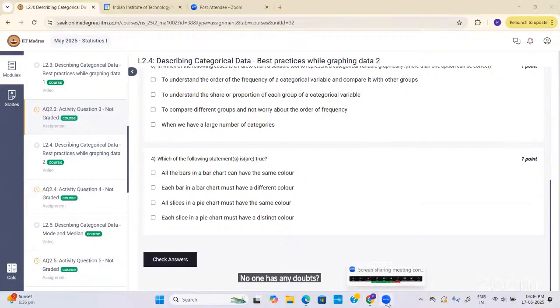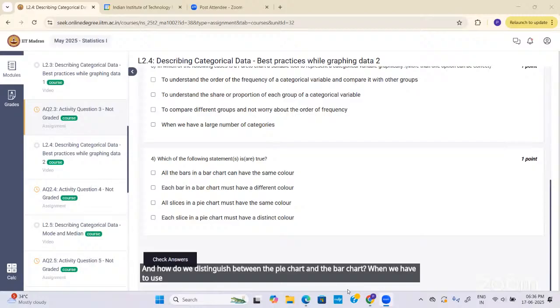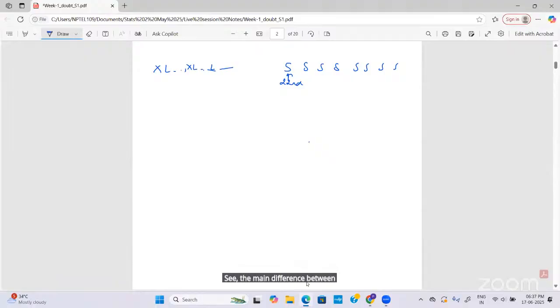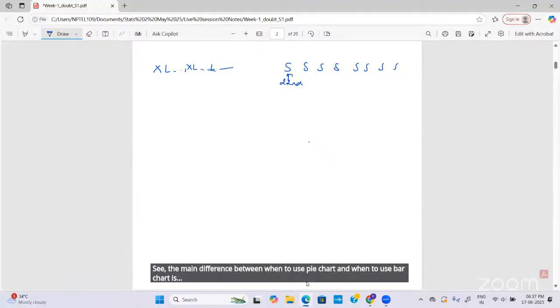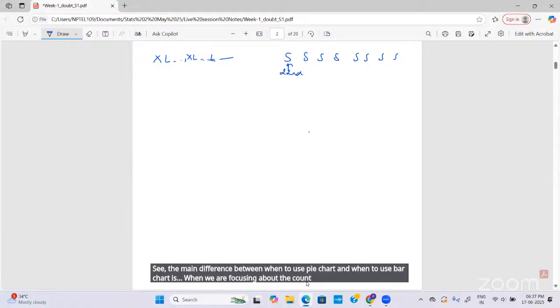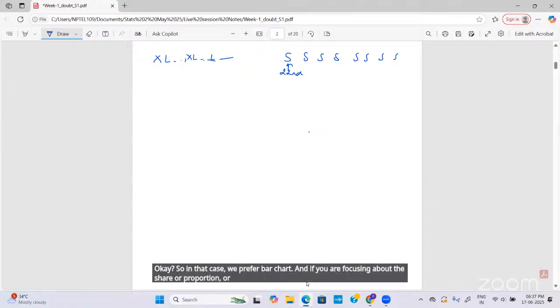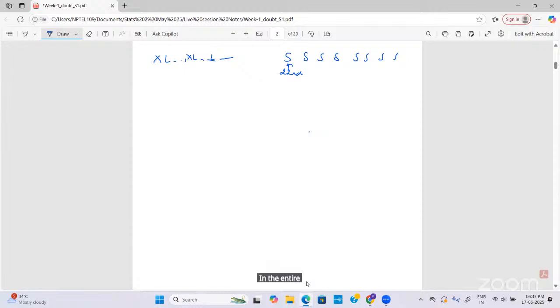Ma'am, I have a doubt regarding a topic. How do we distinguish between the pie chart and the bar chart? When do we have to use the pie chart or the bar chart? See, the main difference is that when we are focusing on the count of the categories, we prefer a bar chart. And if you are focusing on the share or proportion or percentage of the categories in the entire data, then we prefer a pie chart.